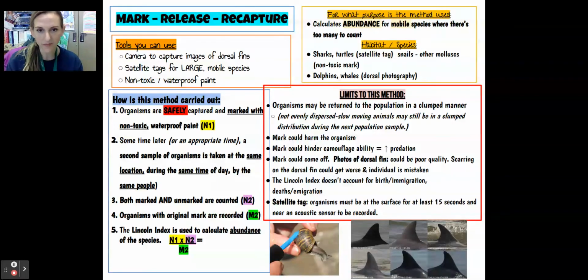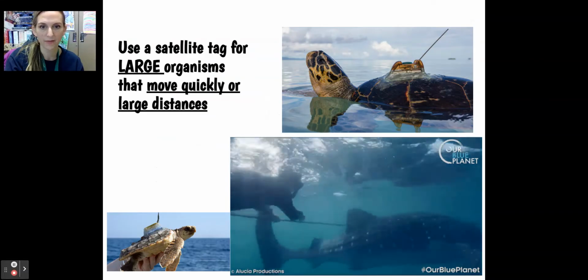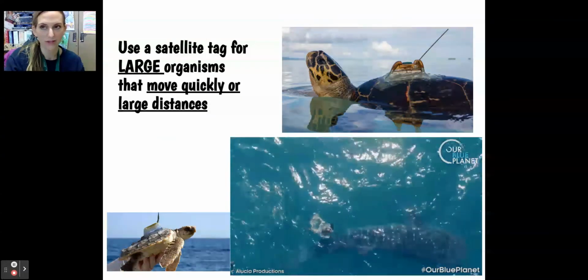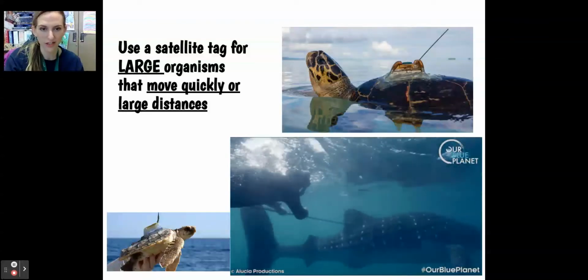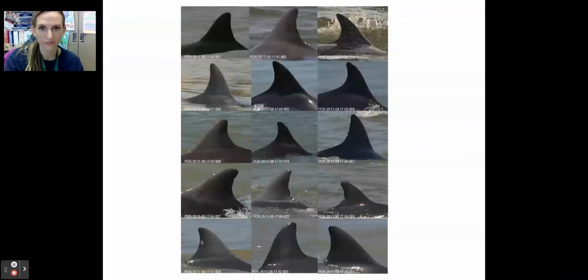If it's a satellite tag, depending on the type of satellite tag, those organisms need to be at the surface for a certain amount of time. Could be 15 seconds, could be 60 seconds, depending on the quality of the tag. And then it can ping to an acoustic sensor to go to a satellite. So some organisms that would use a satellite tag, they are migratory, they can go very far.